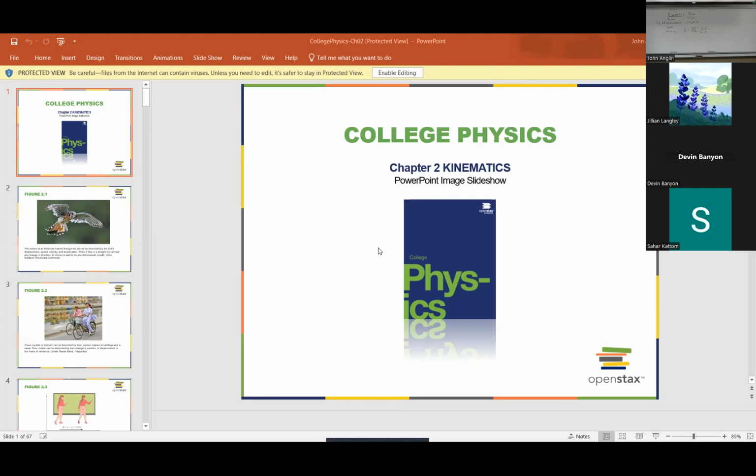So let's take a look at this example. Just by seeing my slide, it should say figure 2.3, right? Yes, sir. Okay. So here we have our standard coordinate system. We're going to say that our Y direction is positive up, and the X direction is positive to the right.